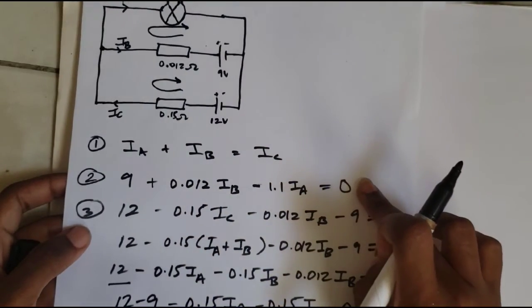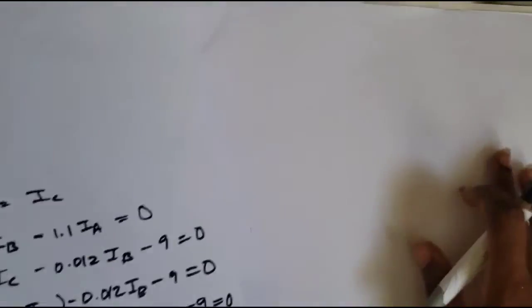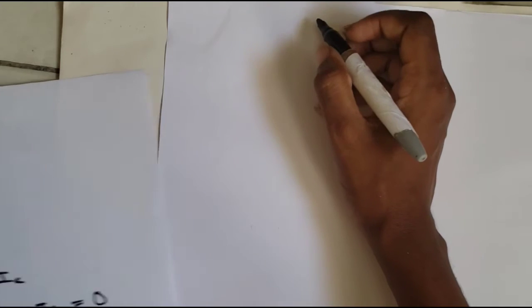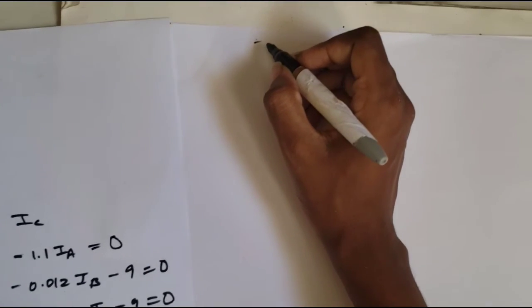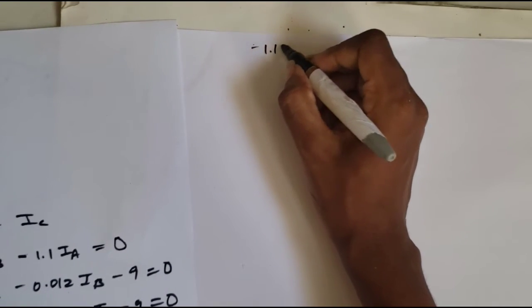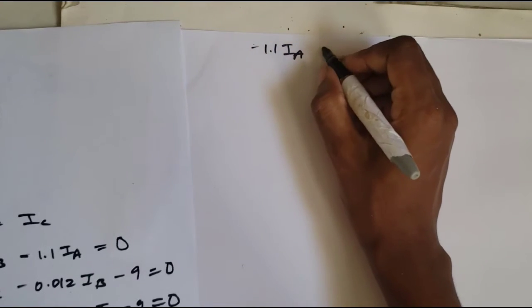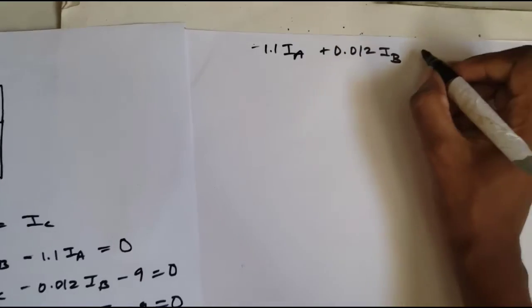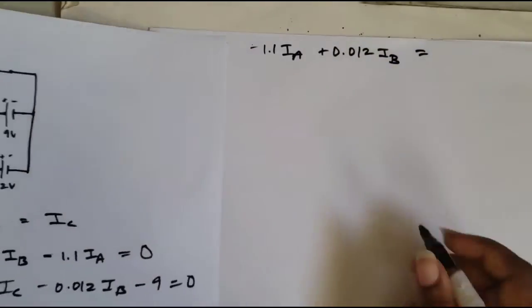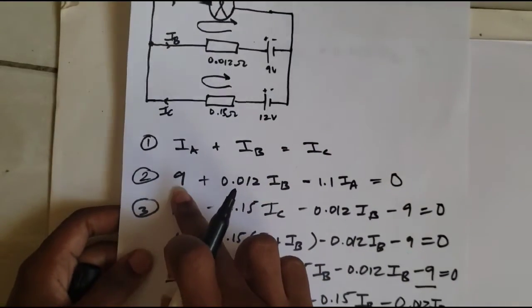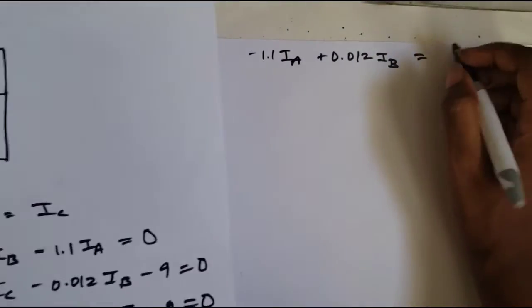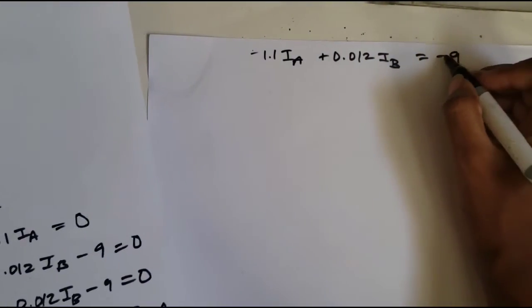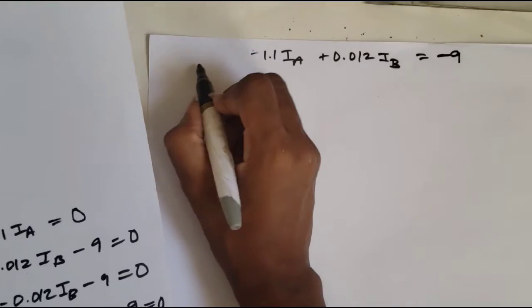Okay, so following, we're going to put this equation like a normal equation. So let's just start here. Negative 1.1 IA plus 0.012 IB, and then the positive 9 we carry over as a negative 9, right? So this was for our first loop.